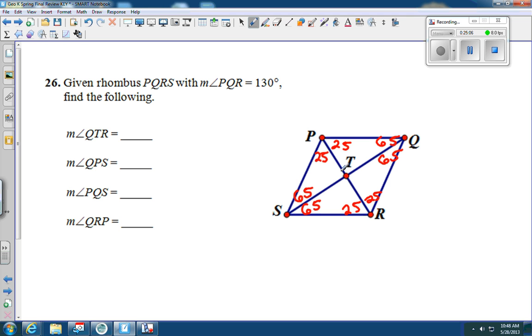Okay, so then over here, I also know that angles in the center, these are perpendicular. The diagonals create perpendicular bisectors. So this is 90, QPS is 50 degrees, this is 65 degrees, and QRP is 25 degrees.